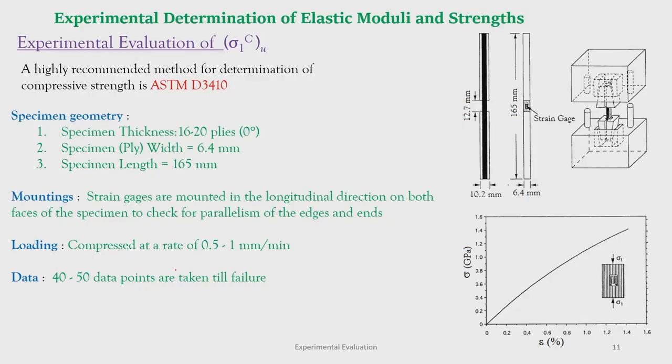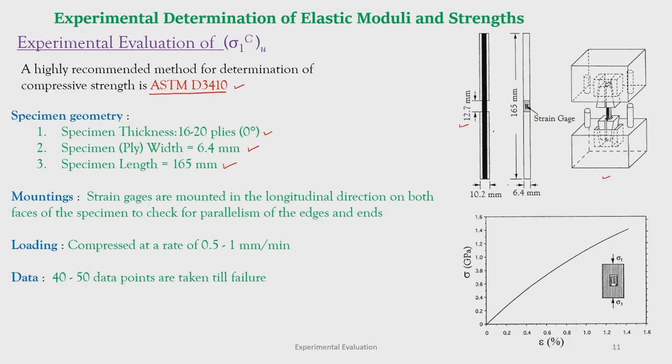Next is determination of compression strength, longitudinal compression. Again, one of the most recommended methods is ASTM D3410. The details of this could be found here. In this case, the specimen thickness is 16 to 20 0 degree plies, because we are trying to find the longitudinal compression. The ply width is 6.4 mm, and specimen length is 165 mm. Even though the specimen length is 165 mm, except 12.7 mm, most of the length of the specimen is actually gripped.